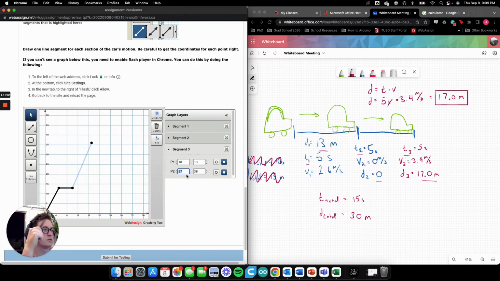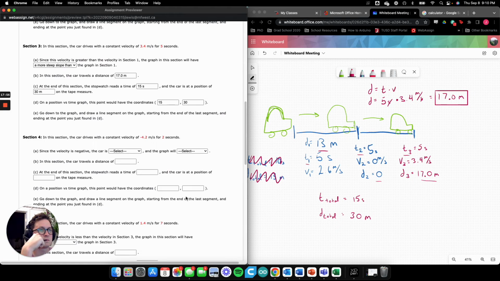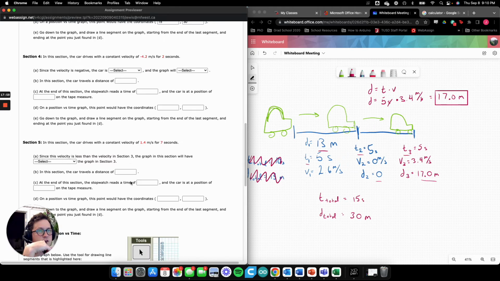And the new one has to be 15, 30. Nice. You can see that's a bit steeper than that one. Perfect. Okay, so let's keep going. Section 4.